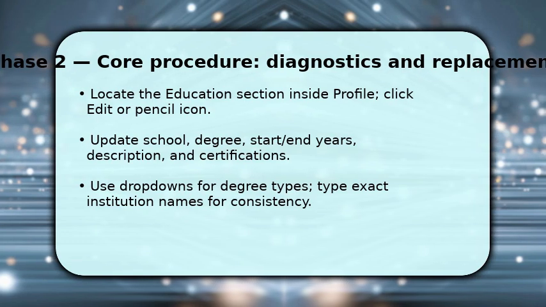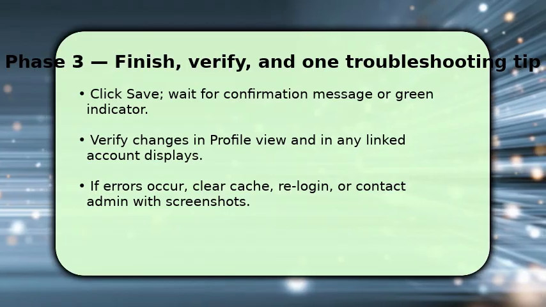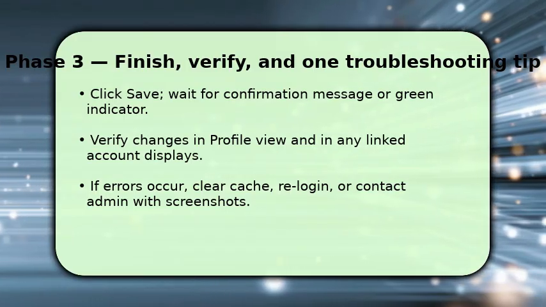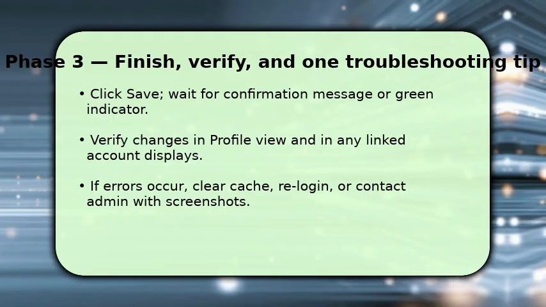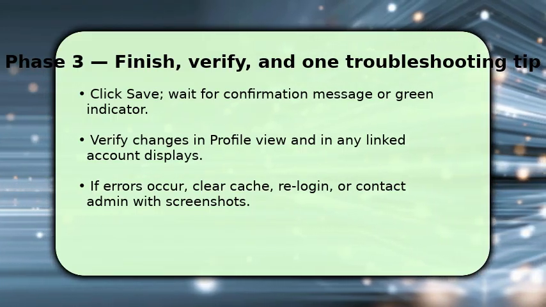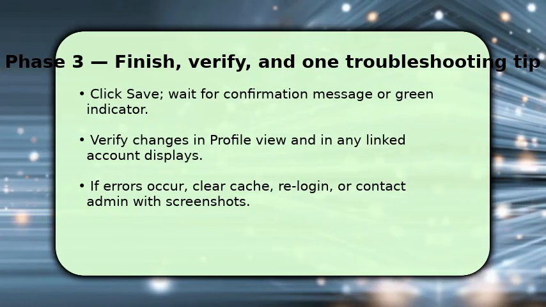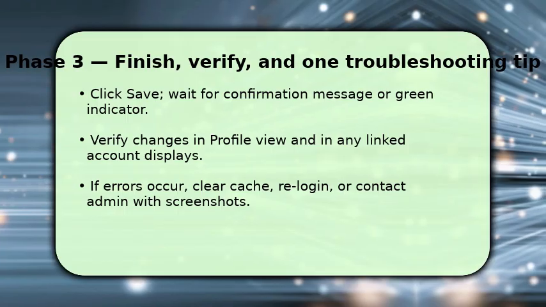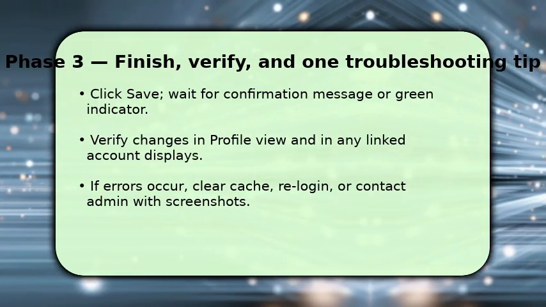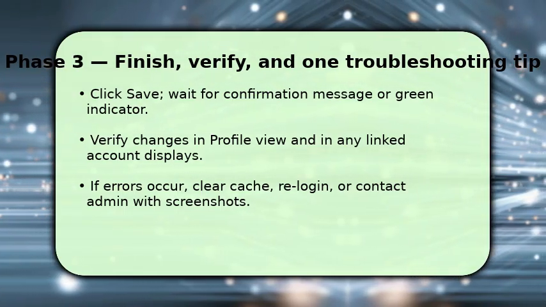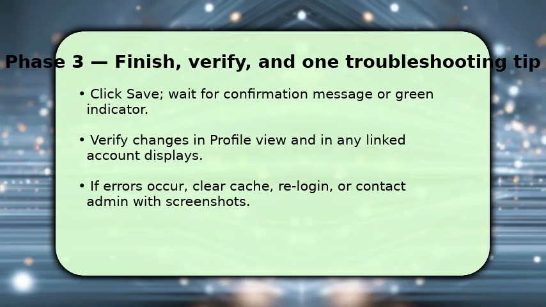Finish by saving and verifying your updates in the profile view. You should see a confirmation notice. If not, try saving again. Once saved, review any places Superset exposes profile info, such as user lists or shared dashboards, to make sure the update propagated. If an edit fails, clear your browser cache and re-login. Make sure there are no validation errors like future end dates. If problems persist, capture a screenshot and contact your Superset admin for permission or server-side help.